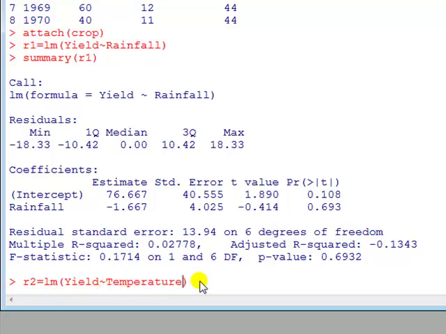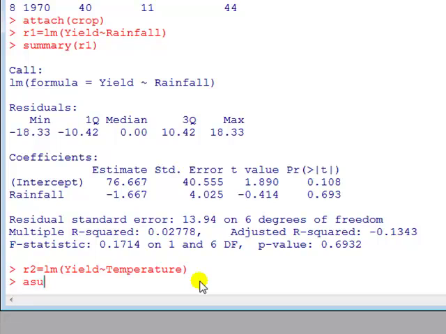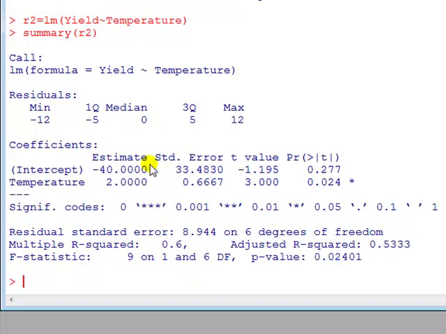Well, how about temperature? Let's see, is temperature beneficial to yield? Summary of the regression. The coefficient on the slope parameter, temperature, is +2. That means if temperature goes up 1 degree Fahrenheit, then the yield will increase by 2 bushels per acre. Is it significant? Yes, it's significant at 5%, not at 1%. It's got one star there, which corresponds to significant at 5%.